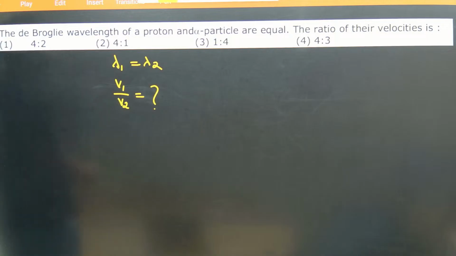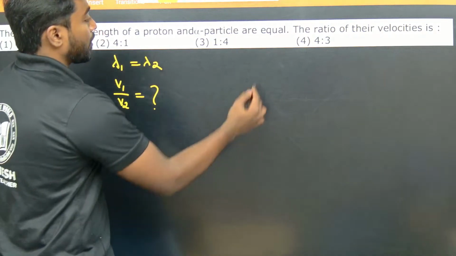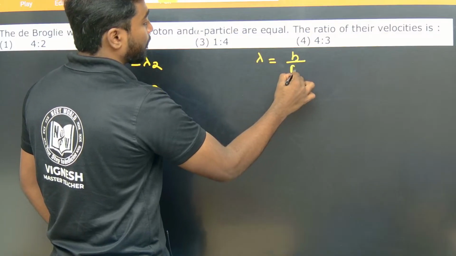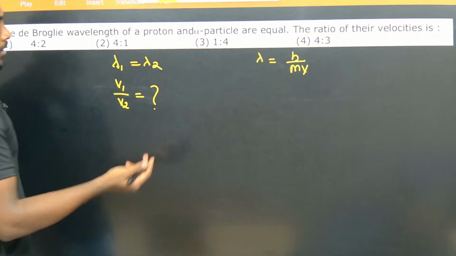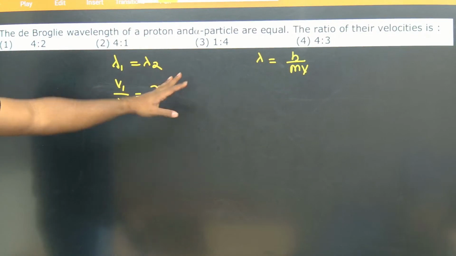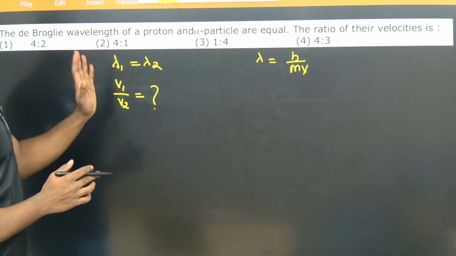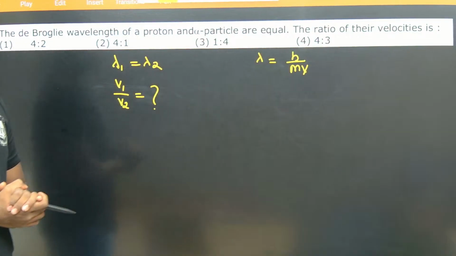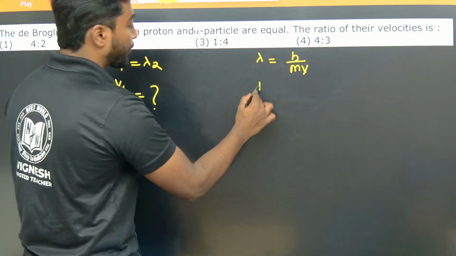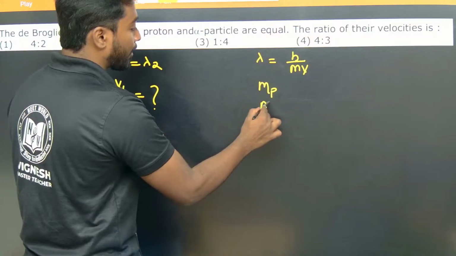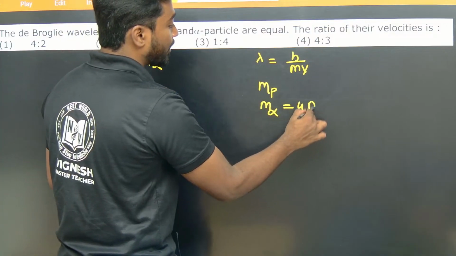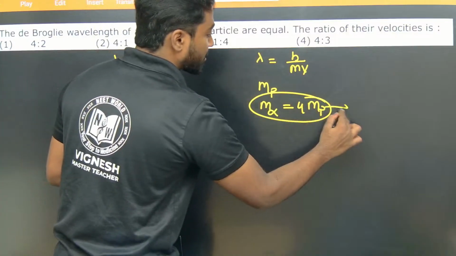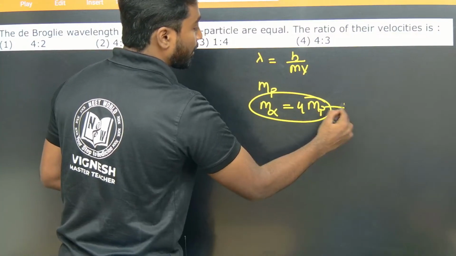Okay. So when we see, lambda is nothing but h by mv, right? So here h is constant. So lambda 1, lambda 2 are equal, they said, that is, wavelengths are equal. So mass of a proton and mass of an alpha particle. Mass of a proton I will write, but mass of an alpha particle is 4 times the mass of the proton, no? So I can get the relation further. I have the relation, so I will keep it as it is now.